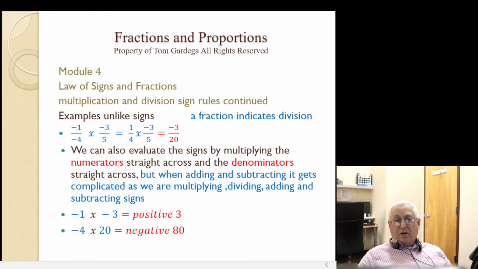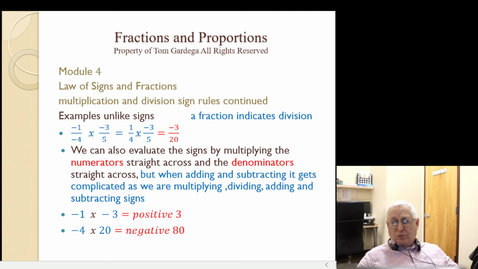Here we have negative 1 over negative 4 times negative 3 over 5 equals. Let's look at this fraction. This is positive, so I can rewrite it. I can cancel out these negative signs and it becomes positive 1/4 times negative 3 over 5, a positive times a negative, negative 3 over 20. We can also evaluate the signs by multiplying the numerator straight across and the denominator straight across.